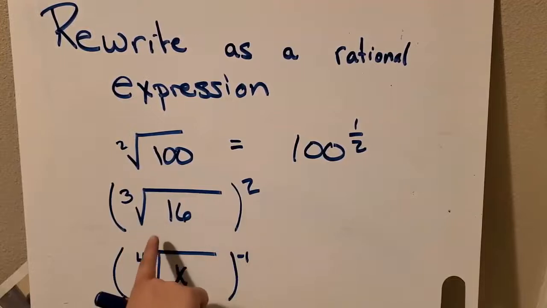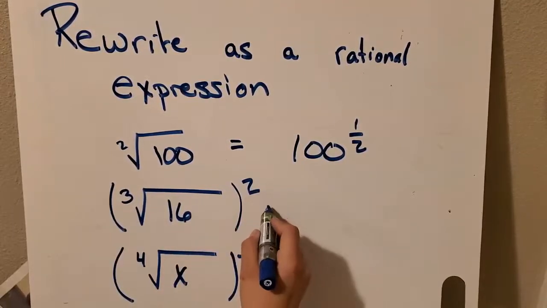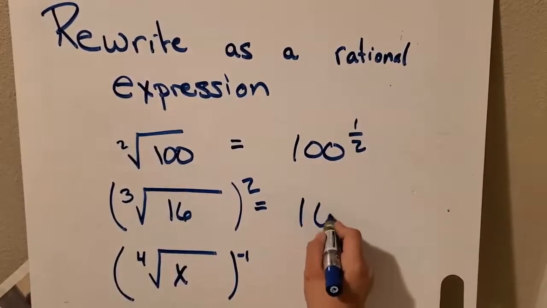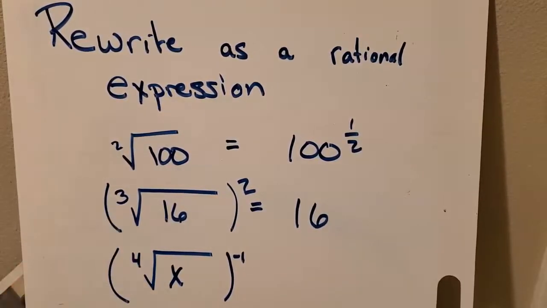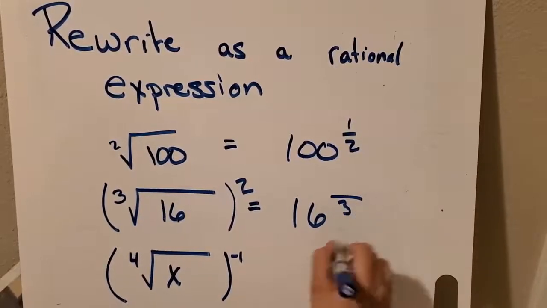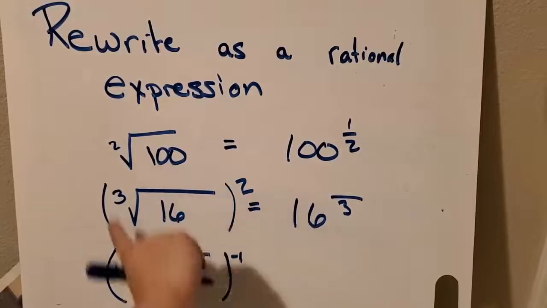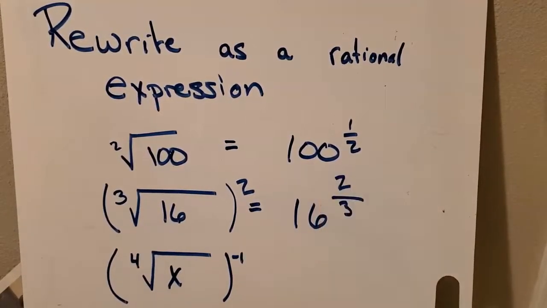The second one, we have the cubed root of 16 squared. So we can rewrite that using the same pattern. Our base is unchanged. The number in front of the radical becomes the denominator of our exponent fraction, and the power that the root is raised to becomes the top of our fraction. So this will become 16 to the 2/3.